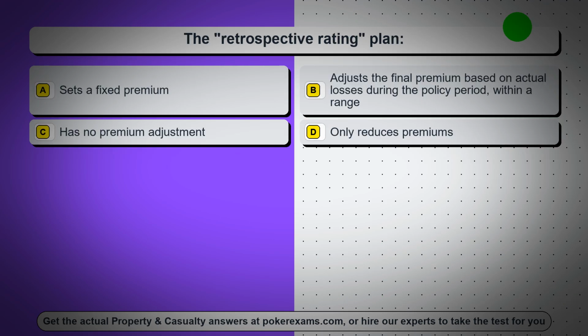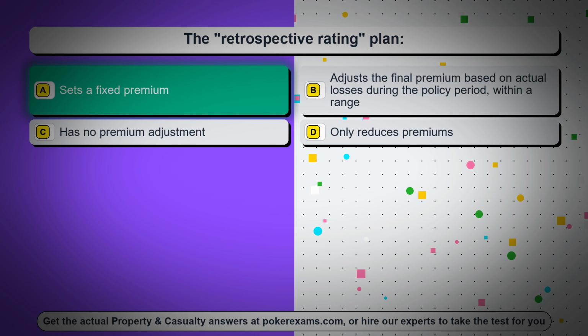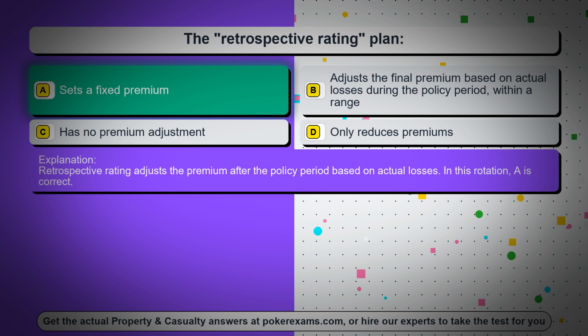Question 95. The retrospective rating plan. Option A. Sets a fixed premium. Option B. Adjusts the final premium based on actual losses during the policy period, within a range. Option C. Has no premium adjustment. Option D. Only reduces premiums. The correct answer is option A. Sets a fixed premium. Retrospective rating adjusts the premium after the policy period based on actual losses. In this rotation, A is correct.